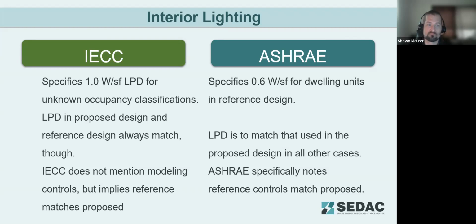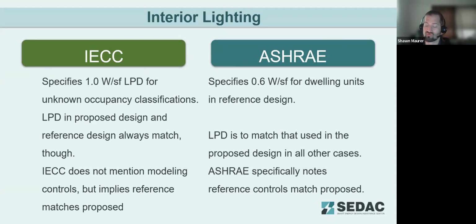But for both models, in Ashrae and IECC, the lighting power density in your standard reference design is going to match what's in the minimum requirement tables, and then your proposed design is going to have your actual proposed reduced lighting power densities. And so these wattage requirements are going to be what are required for the reference design, not what's in your proposed design. For Ashrae, it does specify a 0.6 watt per square foot for dwelling units that's not in the IECC for your reference design. Again, your proposed design can be less than that.